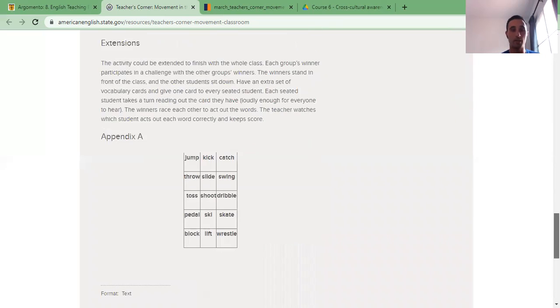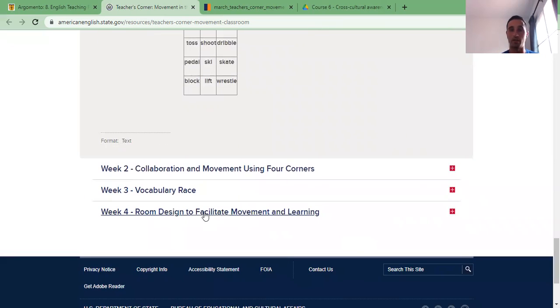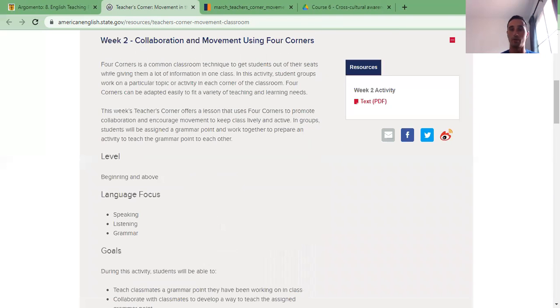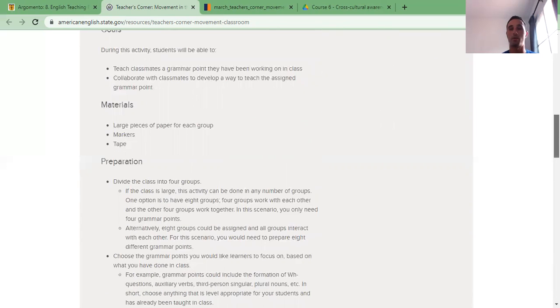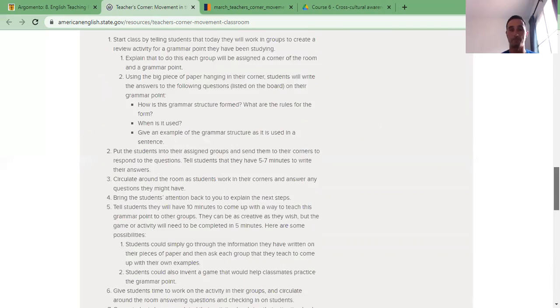Then the second week is an activity called Four Corners, where students work in groups and move around the four corners of the classroom, interacting with other groups on a particular topic.